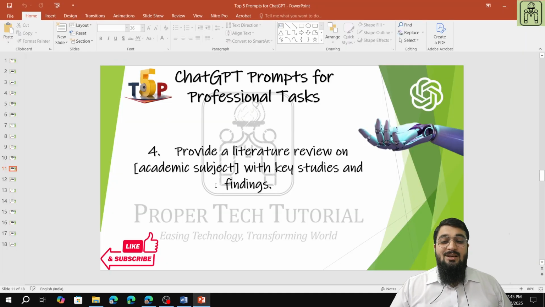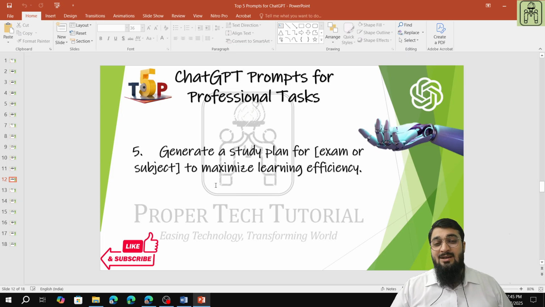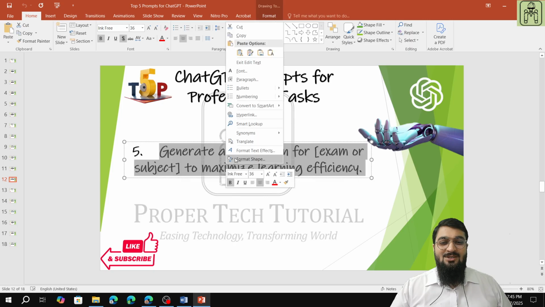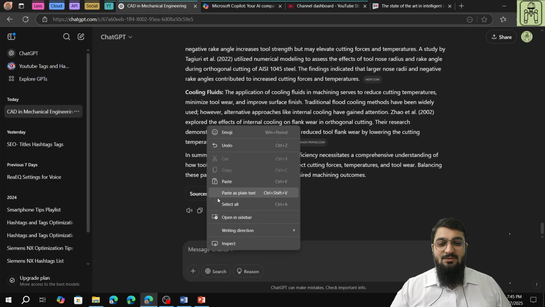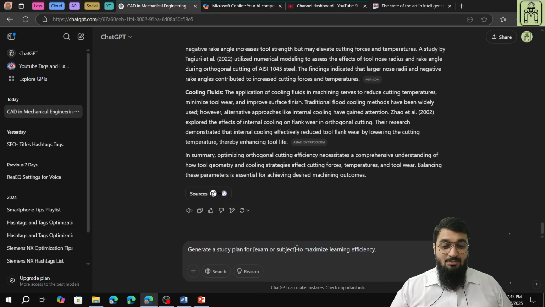Now comes the last category of ChatGPT prompt, that is study plan for exam. So generate a study plan for exam or subject to maximize learning efficiency. So I'll just copy that and I will use it in ChatGPT 4.0. Till now, the ChatGPT 4.0 word limit has not been exhausted. Very nice. Generate a study plan for exam or subject.